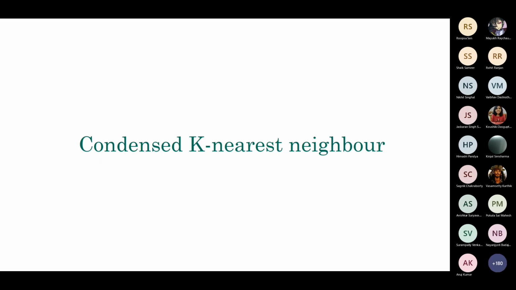So I think we take a short break and then come back and start talking about this condensed k-nearest neighbor.